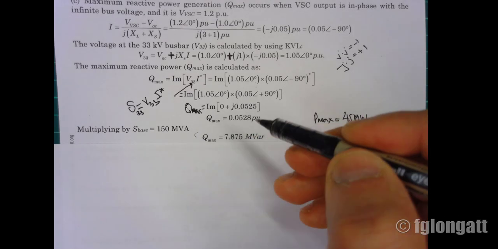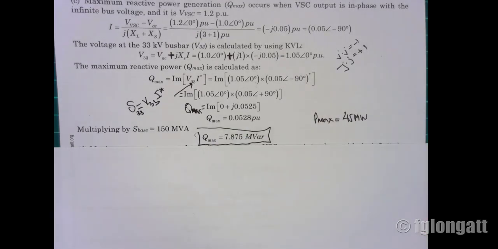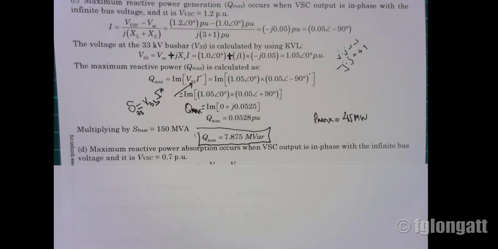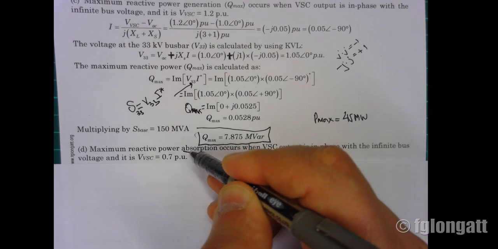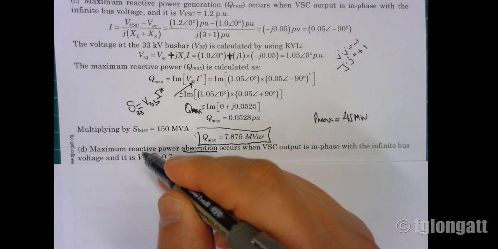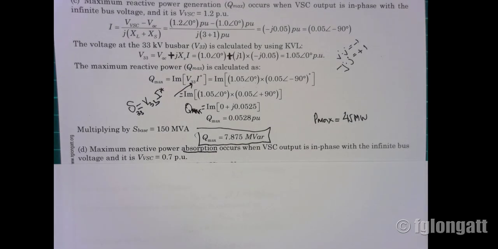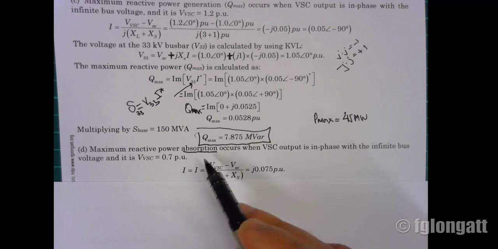And now from our calculations, the maximum reactive power that this converter is able to deliver to the system is 7.875. Now, what we want to do is calculate the maximum reactive power absorption. And in this case, that is happening when we are using the lower internal voltage inside the converter. What we need to do is something similar to what we did before.